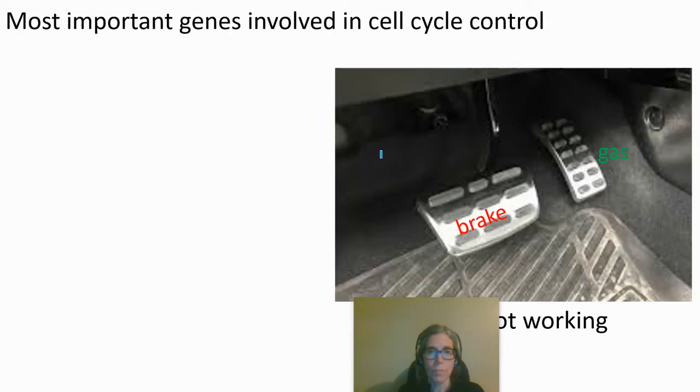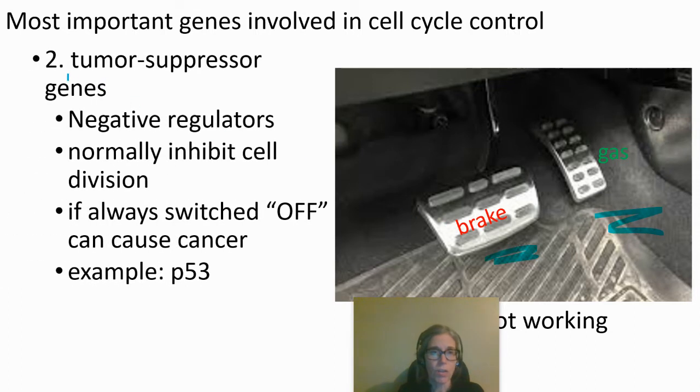Okay, so aside from the gas, there's also always the brakes. And so there are these genes called tumor suppressor genes, and they should do exactly what they sound like they should do. They should stop tumors from forming. So they are negative regulators. That does not mean negative feedback. All it means is that they are supposed to say, hey, let's stop. We really shouldn't be doing cell division right now. So they normally inhibit cell division.